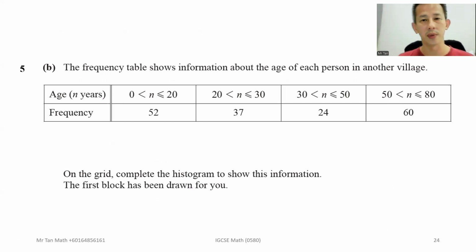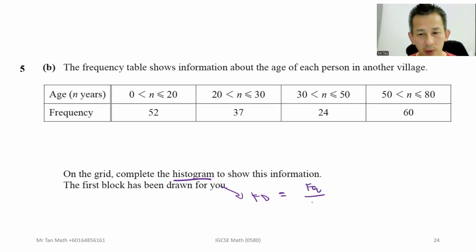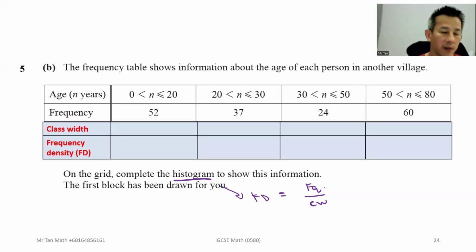B, the frequency table shows the information about the age of each person in another village. On the grid, complete the histogram to show this information. If you check histogram, you need the frequency density, which is the frequency over the class width. Therefore, you need to add two columns here, class width and the frequency density.